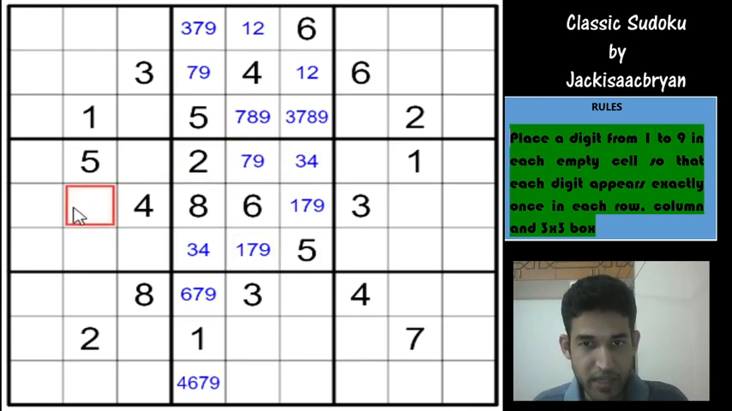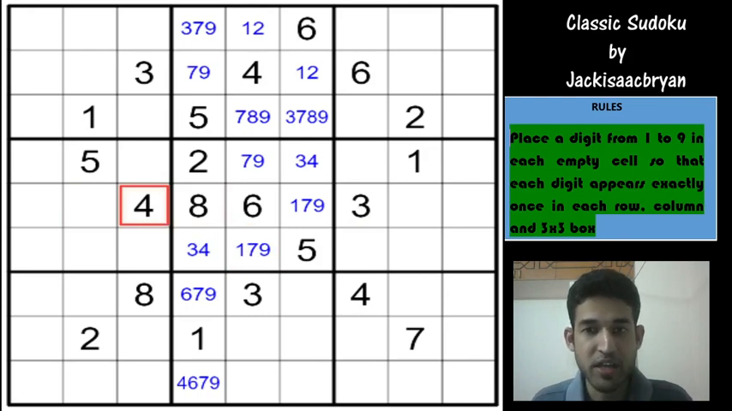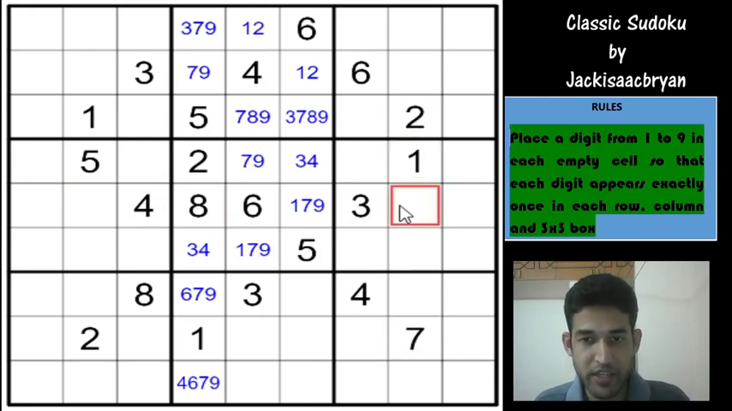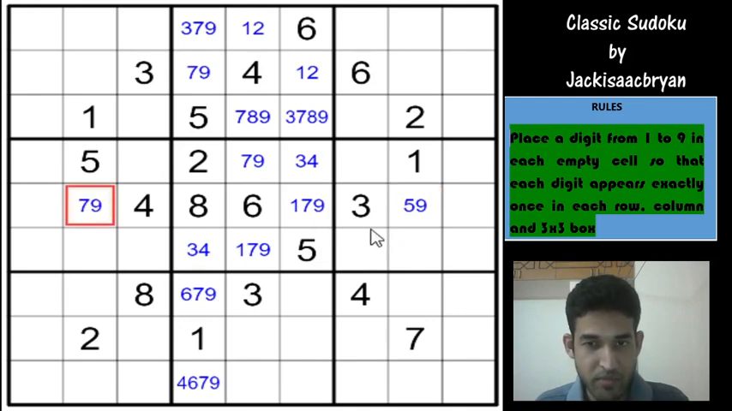And let us quickly write the pencil marks in row 5. 3, 4, 6, 8. So 1, 2, 5, 7, 9 are the remaining digits. So you have 1, 2, 7 here. So that would be a 5, 9. This would be a 7, 9.